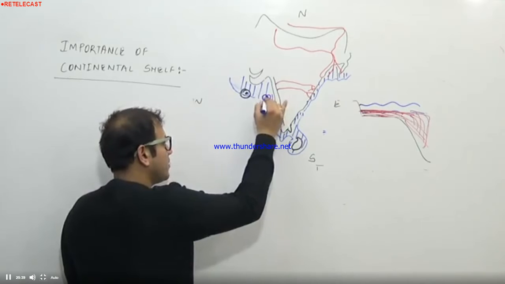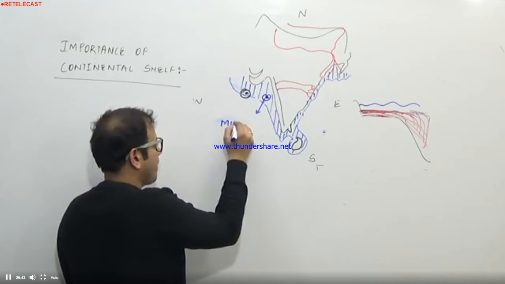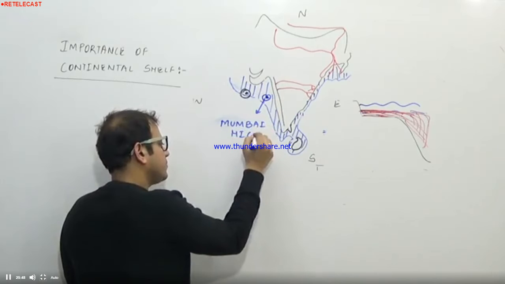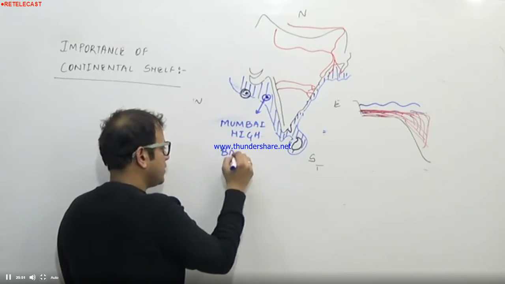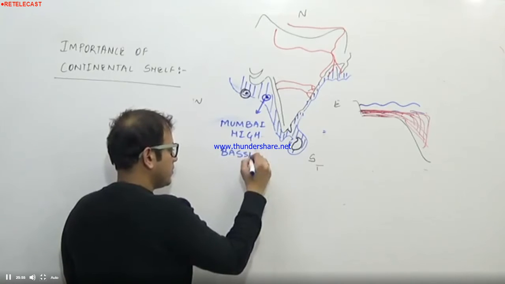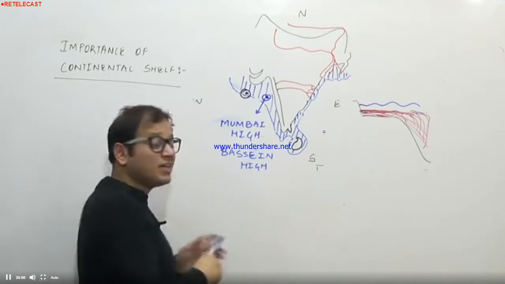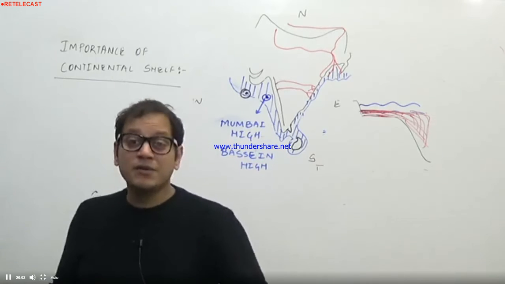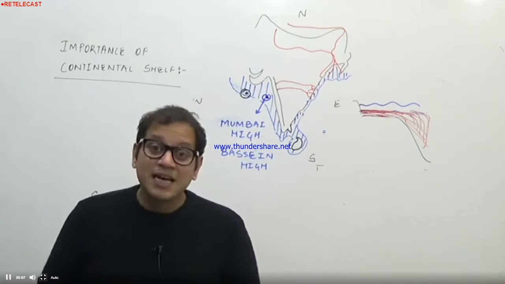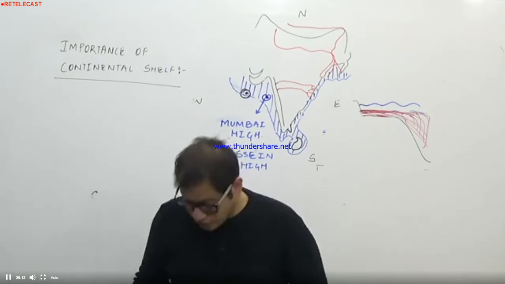That is, Mumbai High and below it, the Basin High region. Where you will learn the word Basin again is in history, the Treaty of Basin between the Marathas and the English power. So Basin is important both from the historical point of view and the geographical point of view.